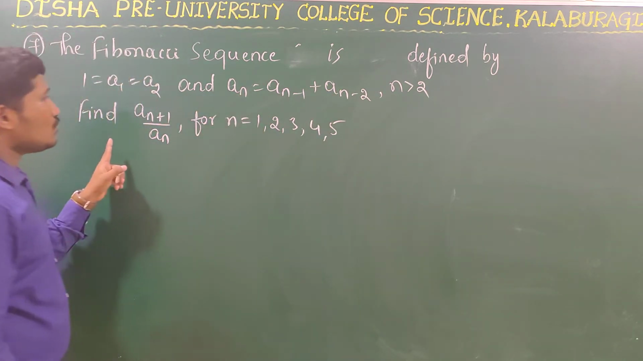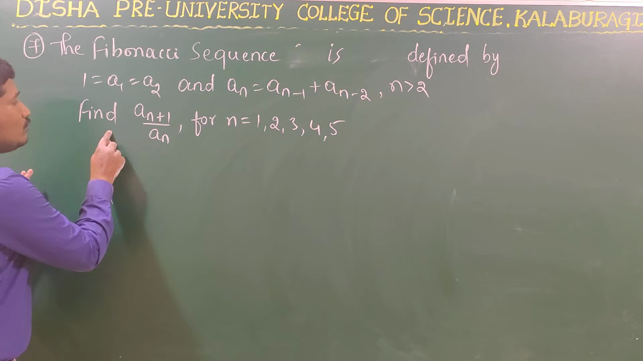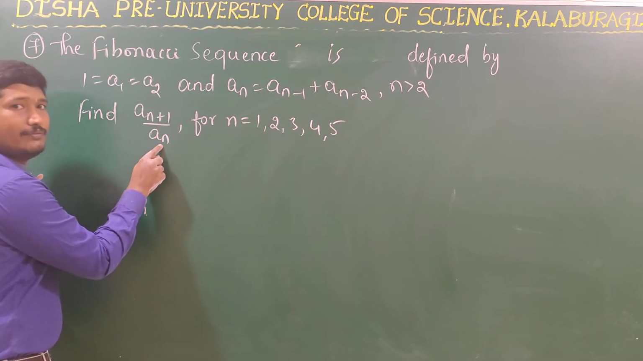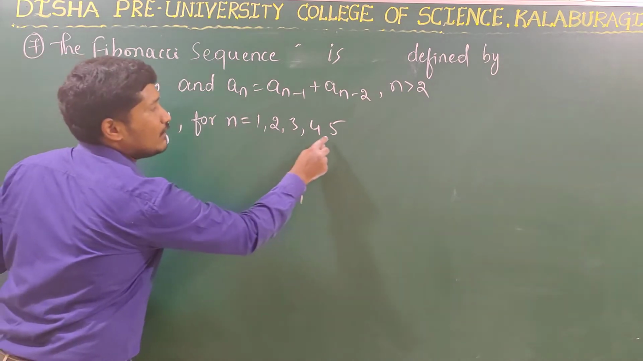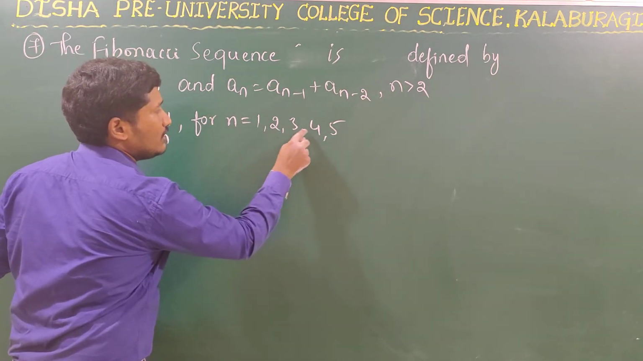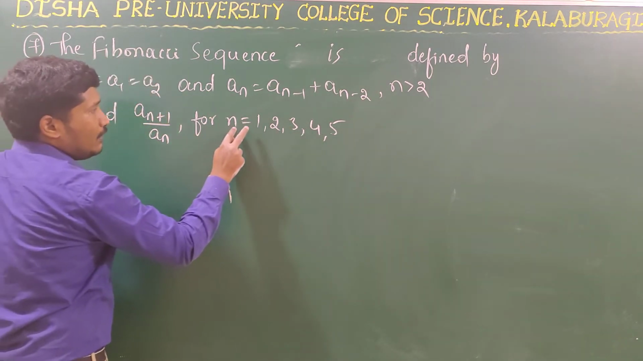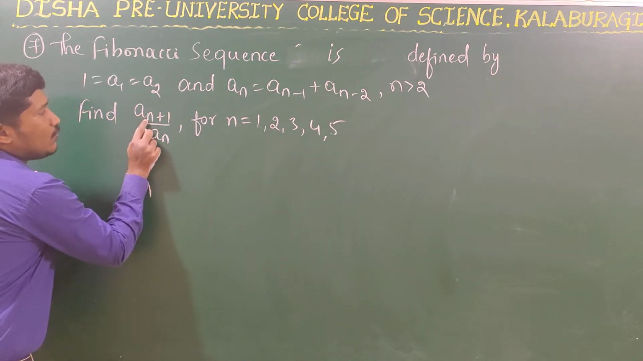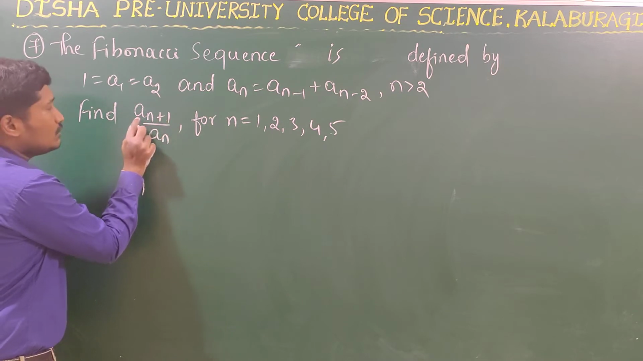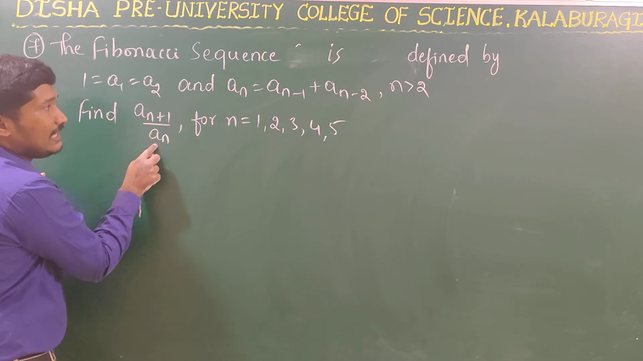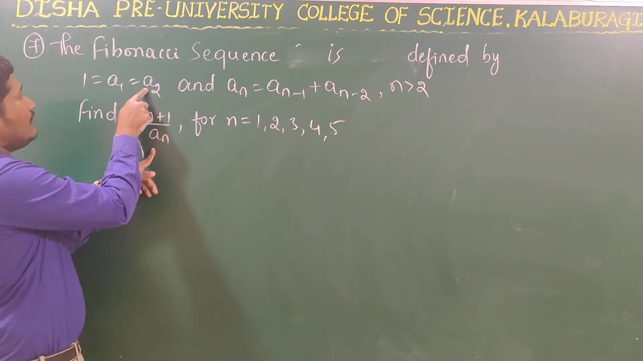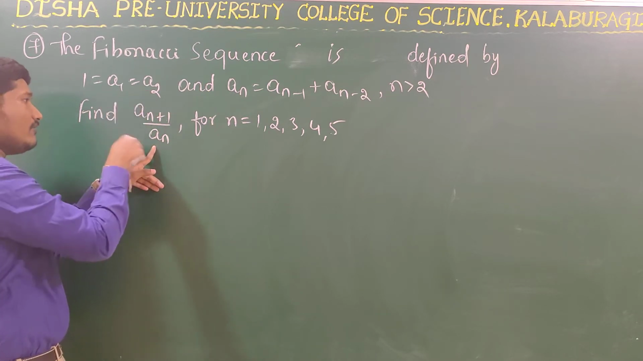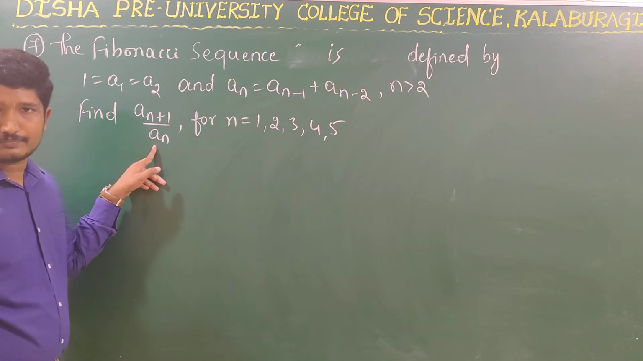Right? So what we have to do? We have to find an plus 1 divided by an for these values of n, that is 1, 2, 3, 4, 5. Now, put n is equal to 1 first. You will get 1 plus 1 is what? 2. So a2 divided by a1. You have a1 and a2, so you can find it for n is equal to 1.